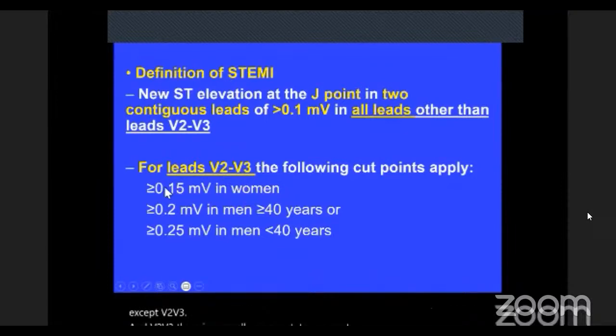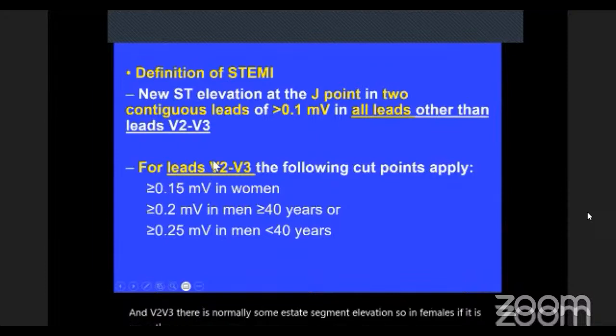So in females, if it is more than 1.5 millimeters, it is positive. In males above the age of 40, you need 2. Males less than 40, 2.5 millimeters. So it's 1 millimeter or more in all the leads except V2, V3. You have these different criteria, 1.5, 2, or 2.5 millimeters, or millivolt, of course, 0.15, 0.2, or 0.25 millivolt.